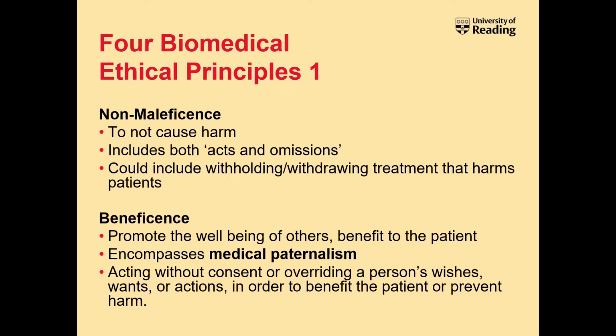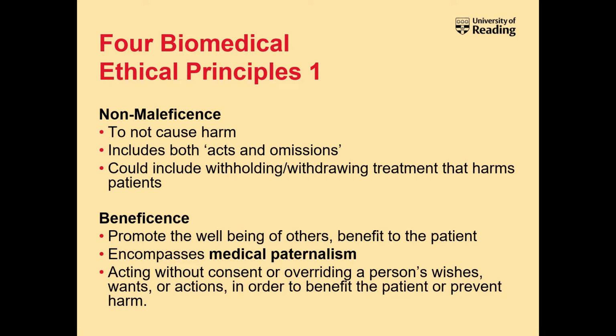So non-maleficence is basically saying that we must do no harm. Maleficence is the act of committing harm or evil, so you can see that non-maleficence is the opposite of that. Non-maleficence includes both acts and omissions. So acts and omissions includes things that people do and what they don't do. So acts are things that people do and omissions what they don't do. Remember, sometimes doing nothing can also cause harm.